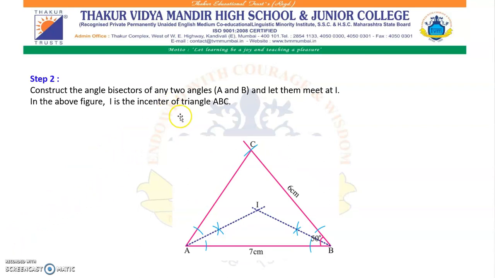Second step, construct the angle bisectors of any two angles and let them meet at I. In the above figure, I is the incenter of the triangle ABC. Here, we will draw the angle bisector of A. Then we will draw the angle bisector of B. The method of construction of an angle bisector is shown in the previous slide. The same method you have to apply here.